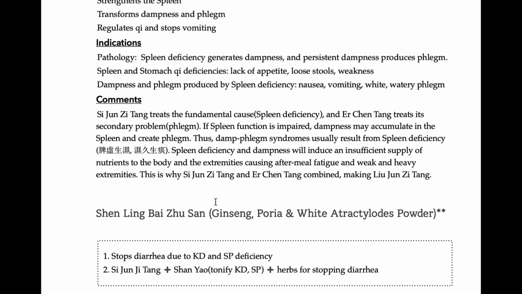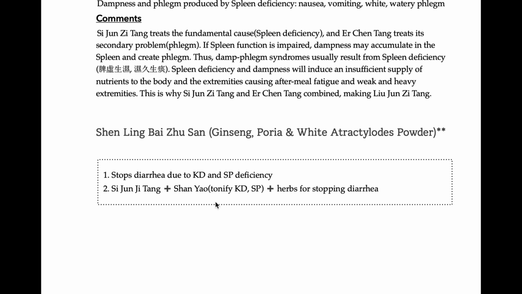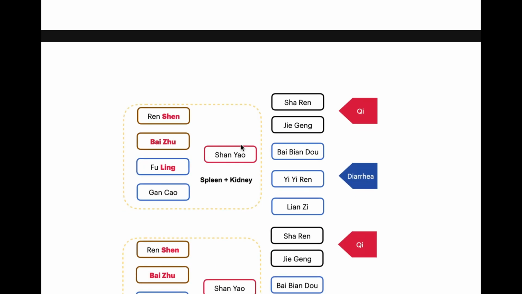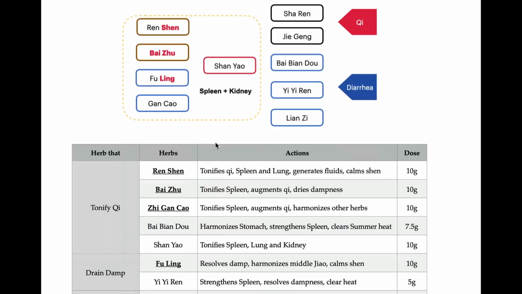And this is not in your list, California, but it can be on your examination as a modification question. Liujunzitang. And Shenling Baizhusan. What is the keyword? Diarrhea. And kidney deficiency. So Xiaoyao treats spleen and kidney, both of them. And there is a formula which tonifies kidney and can be used for diarrhea, which is Sishenwan. Do you remember Sishenwan? But what is the keyword for Sishenwan? Daybreak diarrhea. But this one does not treat specifically daybreak diarrhea. This one treats spleen deficiency diarrhea.